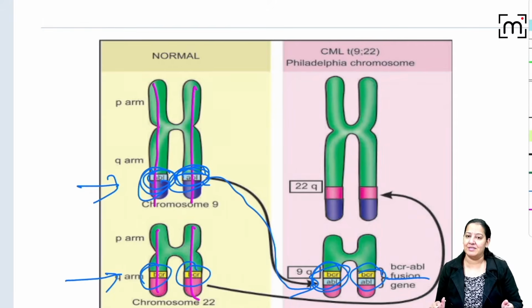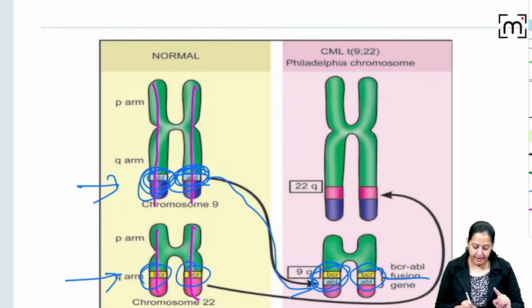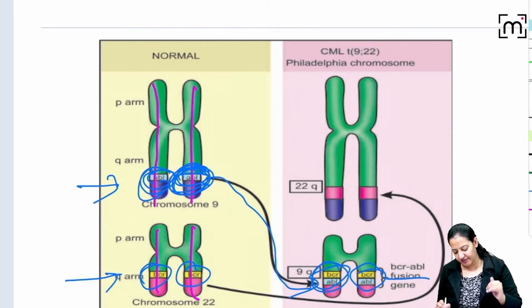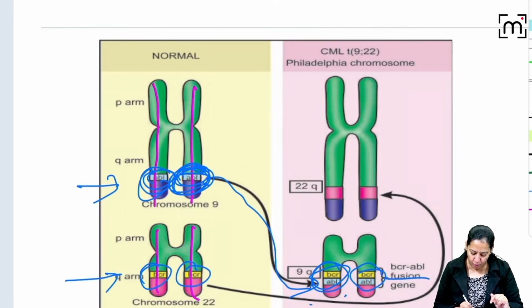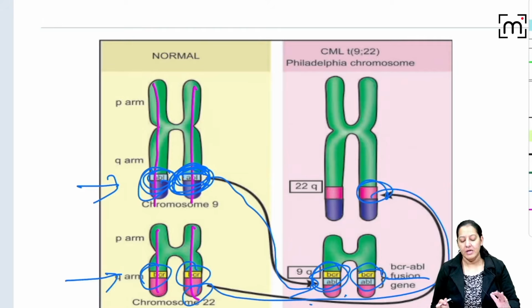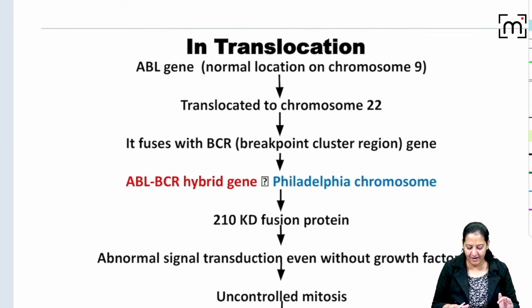This is the pathogenesis. In this translocation, the ABL gene on chromosome 9 is transferred to chromosome number 22. In the exchange, chromosome 22 gives a portion to chromosome 9 which doesn't have any important gene. So this is known as translocation. Can you tell me what is happening here?